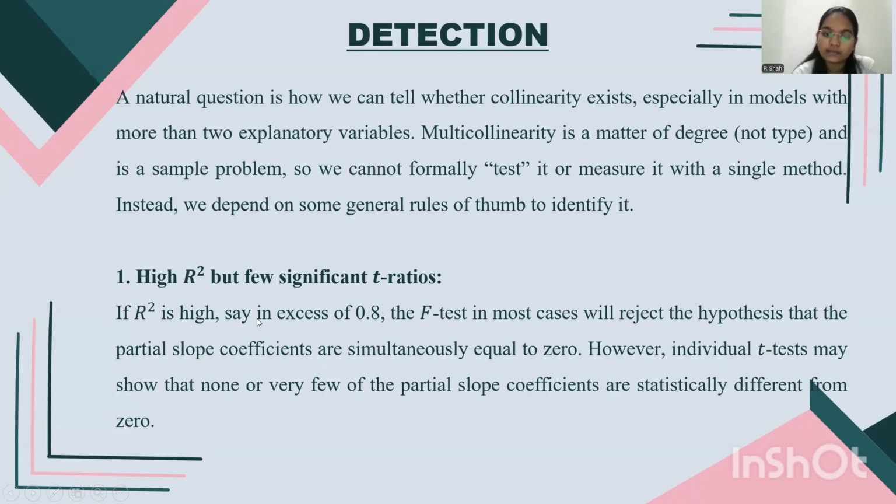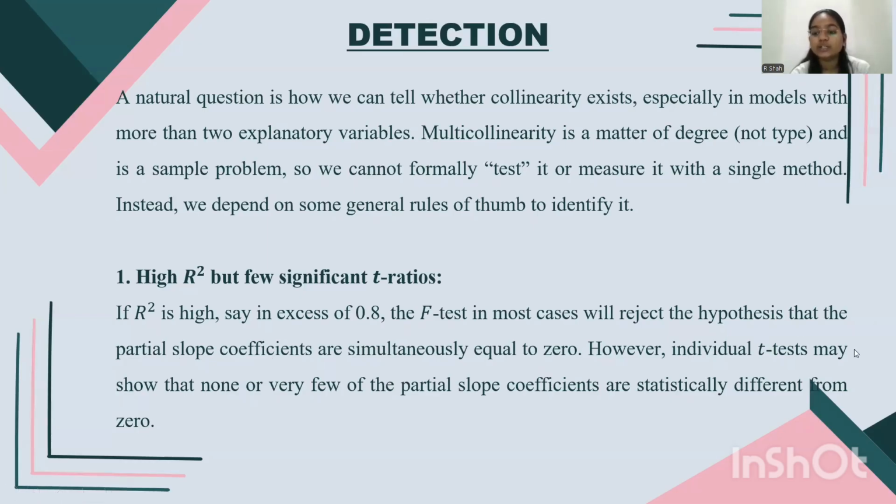If R square is high, say in excess of 0.8, the F-test in most cases will reject the hypothesis that the partial slope coefficients are simultaneously equal to 0. R square, we can say, is the coefficient of determination, right? If it exceeds 0.8, the F-test in most cases will reject the hypothesis that the partial slope coefficients are simultaneously equal to 0.